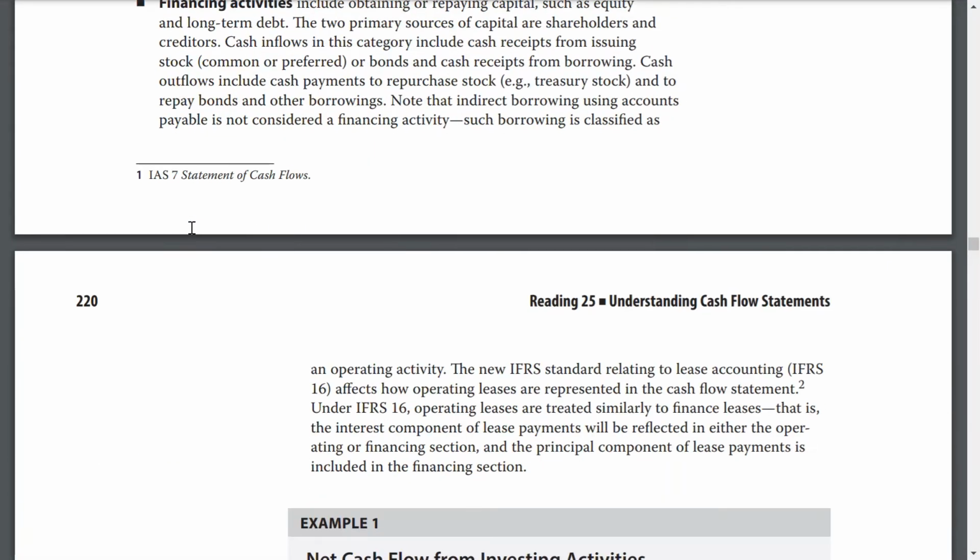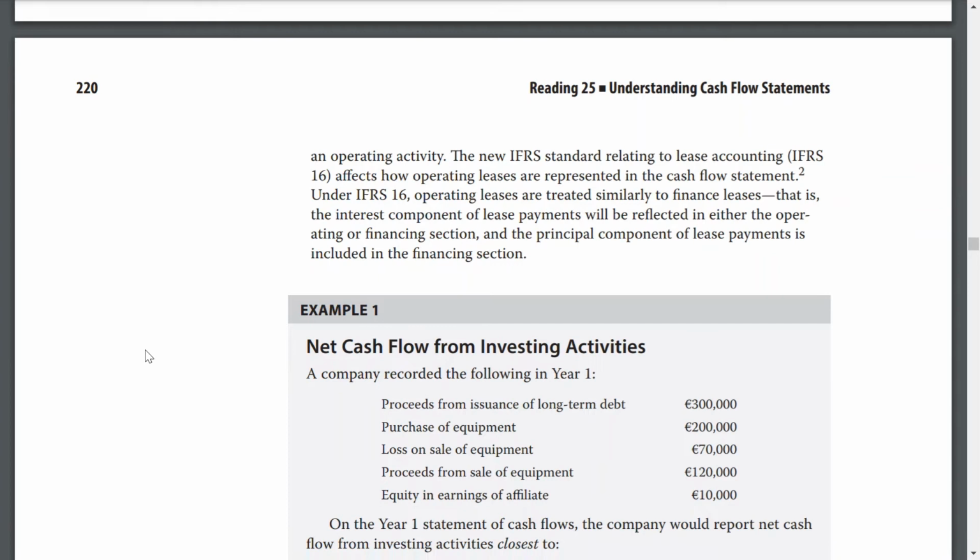The new IFRS standard relating to lease accounting affects how operating leases are represented in the cash flow statements. Under IFRS 16, operating leases are treated similarly to finance leases. That is, the interest component of lease payments will be reflected in either the operating or financing section, and the principal component of lease payments is included in the financing section.